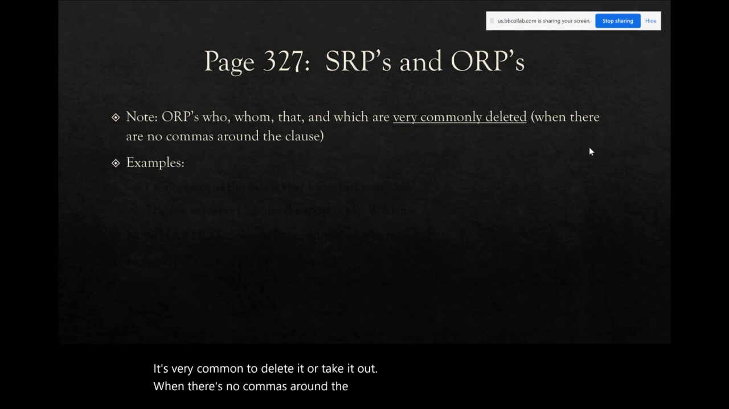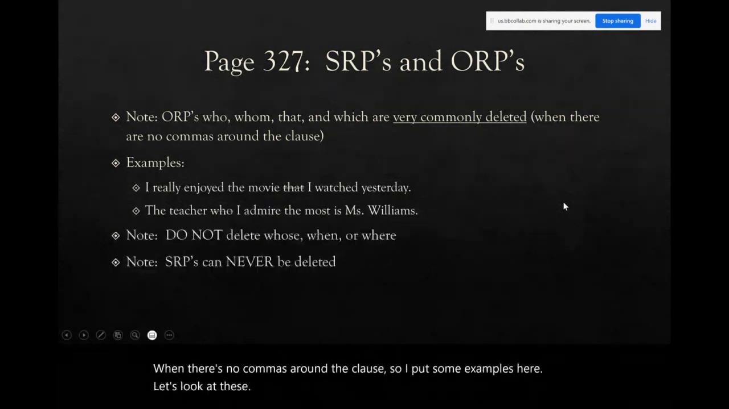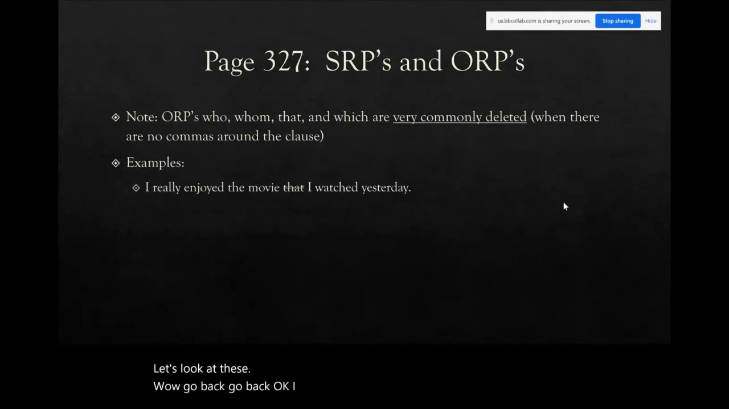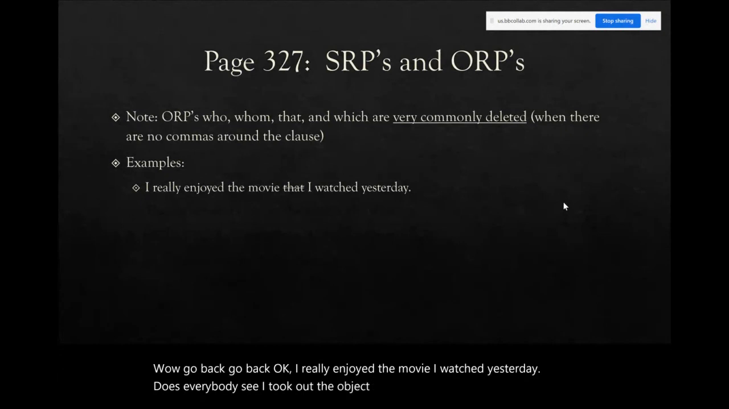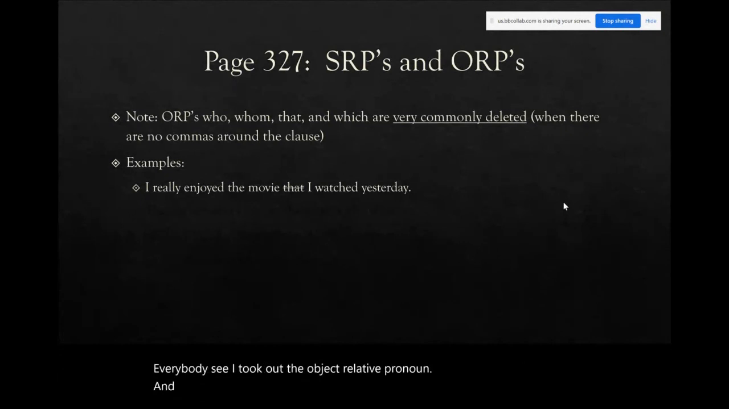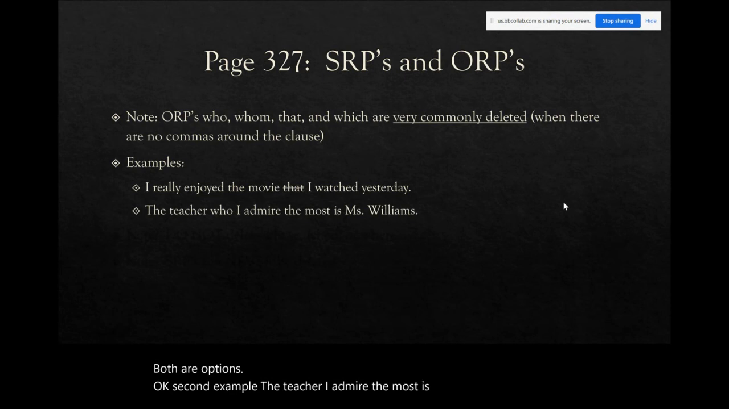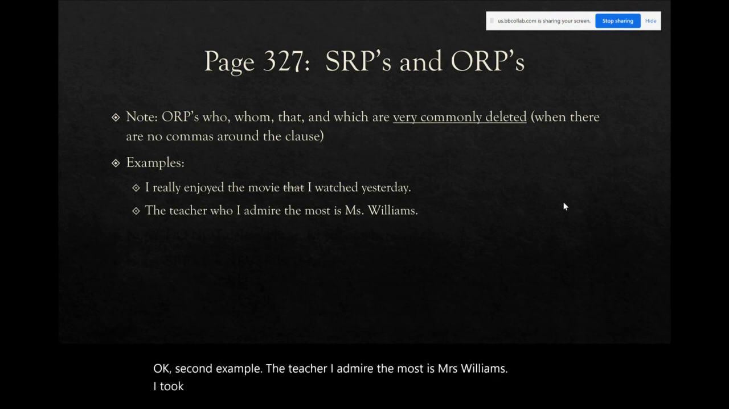So I put some examples here. Let's look at these. Okay, I really enjoyed the movie I watched yesterday. Everybody see, I took out the object relative pronoun. And that is correct. We can do that. We can leave it in or we can take it out. Both are options. Okay, second example. The teacher I admire the most is Mrs. Williams. I took out the who. Yeah.